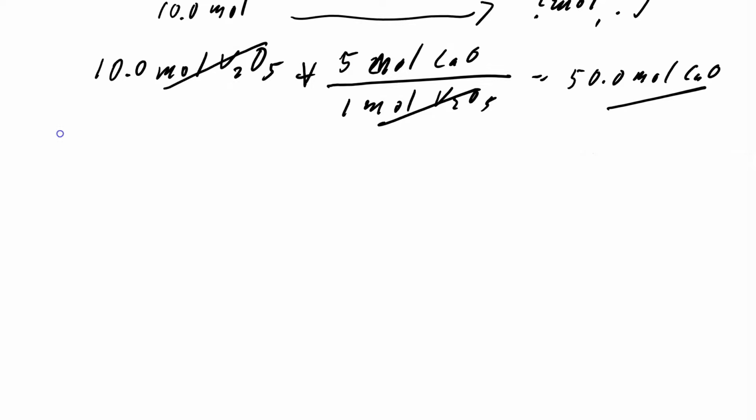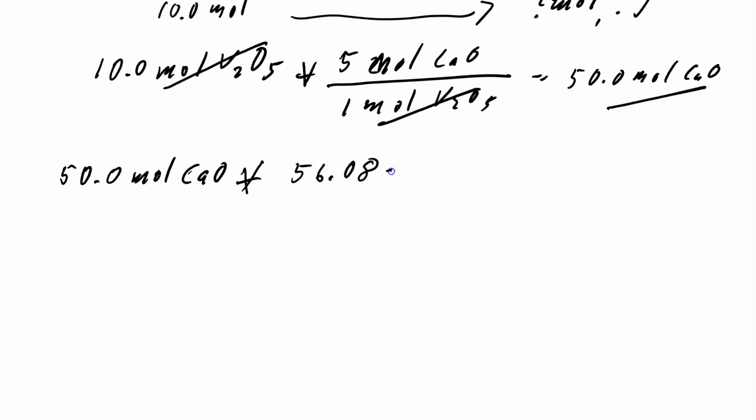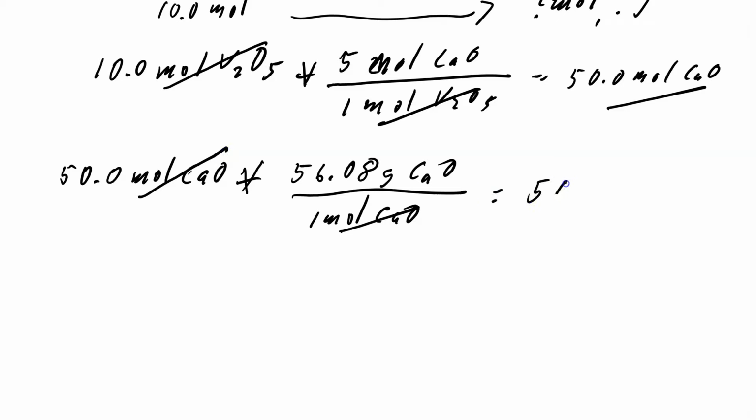So starting with our 50.0 moles calcium oxide times our molar mass of 56.08 grams calcium oxide per 1 mole calcium oxide. Moles of calcium oxide, of course, cancel. Leaves us with grams, which is going to be 561 grams of calcium oxide. There's our theoretical yield in terms of grams.